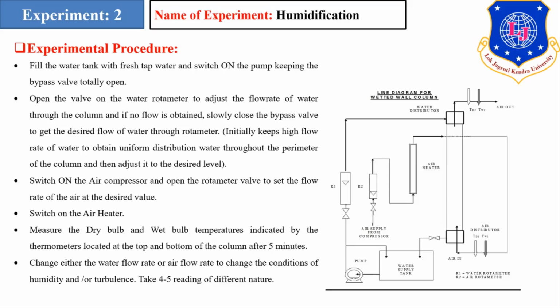Now after 5 minutes, we will either change the water flow rate or air flow rate, so that we can change the condition of humidity or turbulence, and after that we can take 4-5 readings in this manner. Alright, now let us switch to the construction and working portion of this equipment.